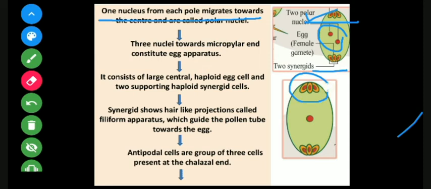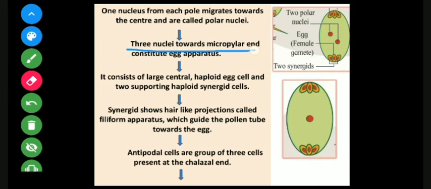You can see here these are the antipodal, this is the secondary nucleus or the polar nuclei, and this one is the egg apparatus, which consists of a central egg, that is the female gamete, and on either side the cells present are called synergids. Okay, synergid. Again, the 3 nuclei towards the micropylar end are called the egg apparatus, kindly note it, and it consists of a central large cell, that is the egg, and supporting synergids present on either side of the egg cell.